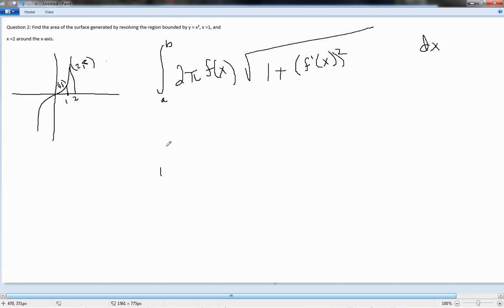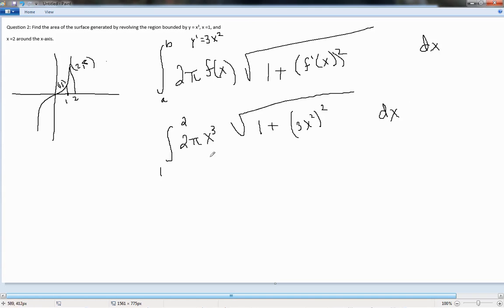So we're going from 1 up to 2. We have this 2 pi. Our f of x here is x cubed, which we know the derivative, y prime, will be 3x squared. So then we have the square root of 1 plus, we're going to take the derivative, 3x squared, and square that, dx.